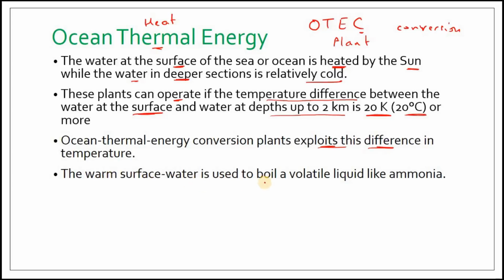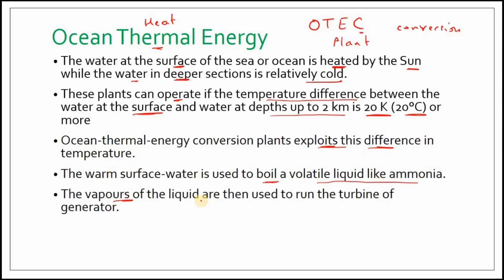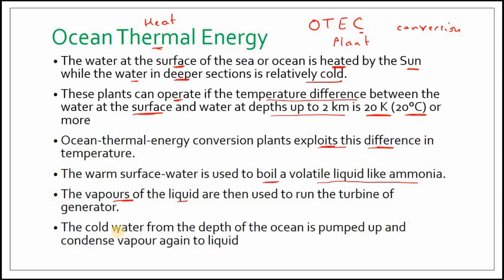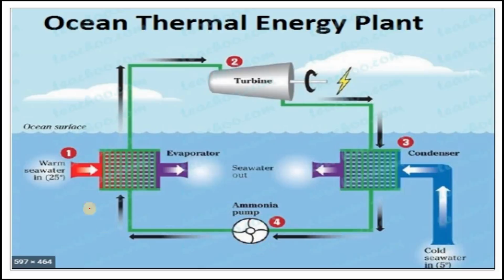surface water is used to boil a volatile liquid like ammonia. The vapor of this liquid ammonia is then used to run the turbine of the generator, and the cold water from the depth of the ocean is pumped up and condenses the vapor again to liquid. Something like this. There's a difference in the sea layer, right? So what happens is that the warm sea water is used to convert the ammonia into vapor. This ammonia vapor, ammonia is NH3.